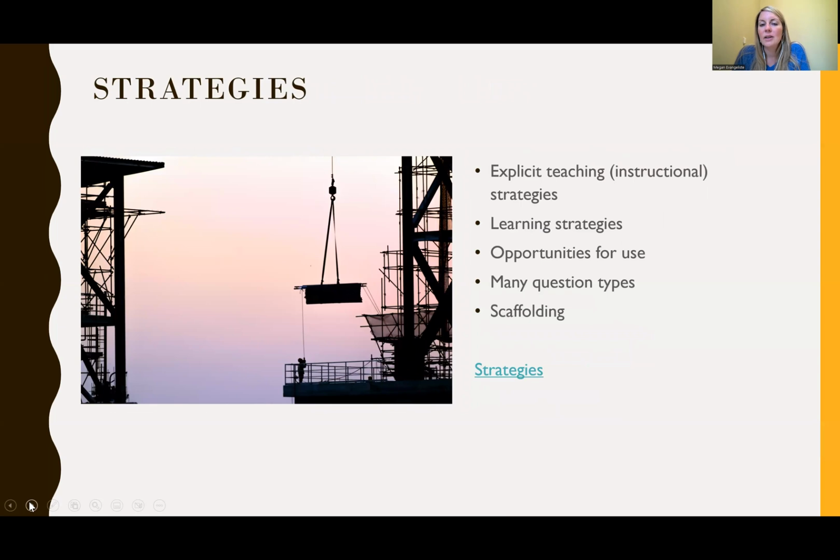In strategies, we're using explicit teaching strategies as well as learner strategies, providing multiple opportunities for students to use material and have conversations. We're using many different questioning types and really focused on how to scaffold each lesson for our differing levels of English learners.